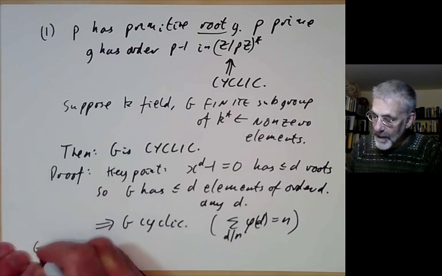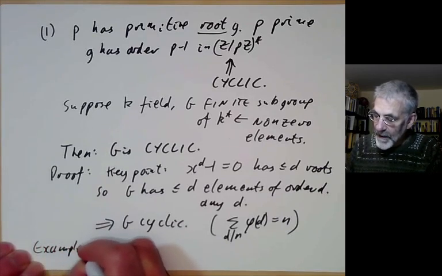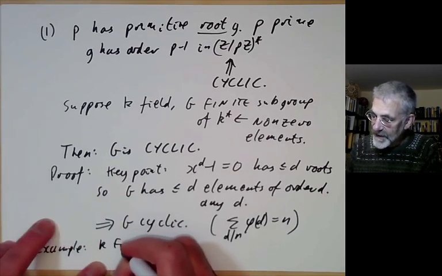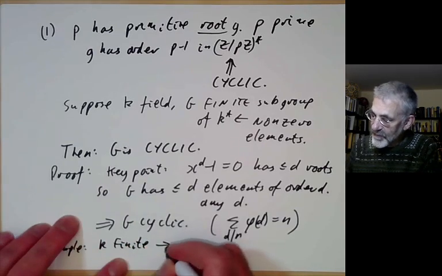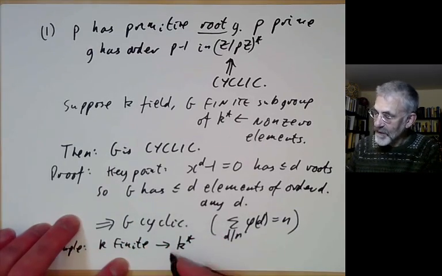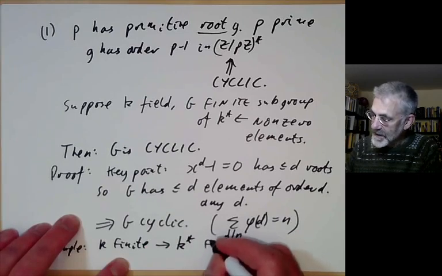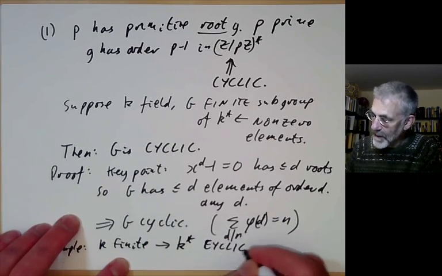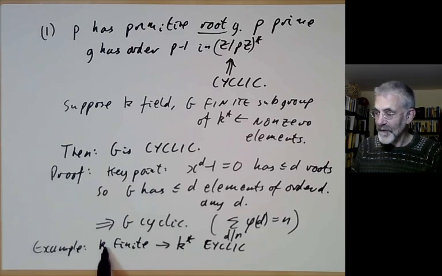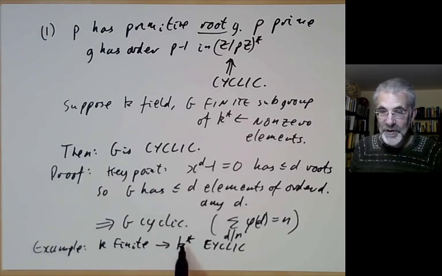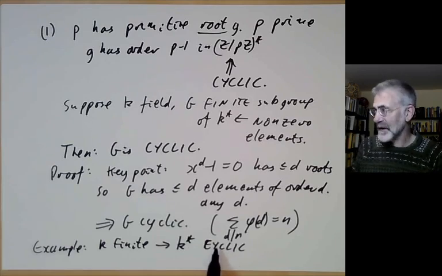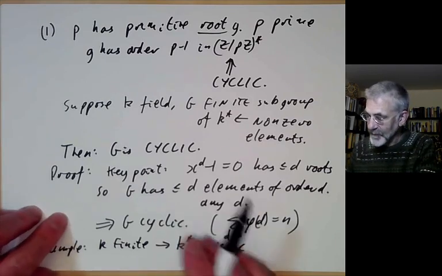For example, if k is finite, this implies the multiplicative group of non-zero elements of k is a cyclic group. Of course, if k is an infinite field, the group of non-zero elements is usually not a cyclic group. In fact, it's never a cyclic group for k infinite.